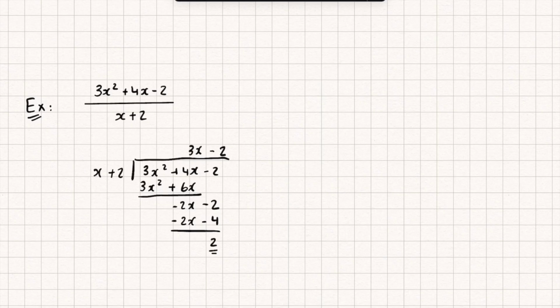So how do we write this down? Well, we say x plus 2 goes into this quadratic 3x minus 2 times. So let's write that down. So it goes into it 3x minus 2 times. But when you do this, you're left with a remainder of 2. So I can write plus 2 out of x plus 2. Okay, and that's how you would write that remainder term in. And you're done. Okay, so that's an example of a question with a remainder.